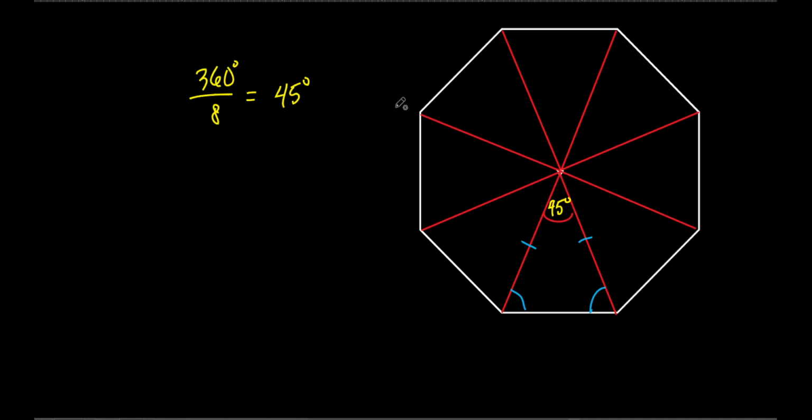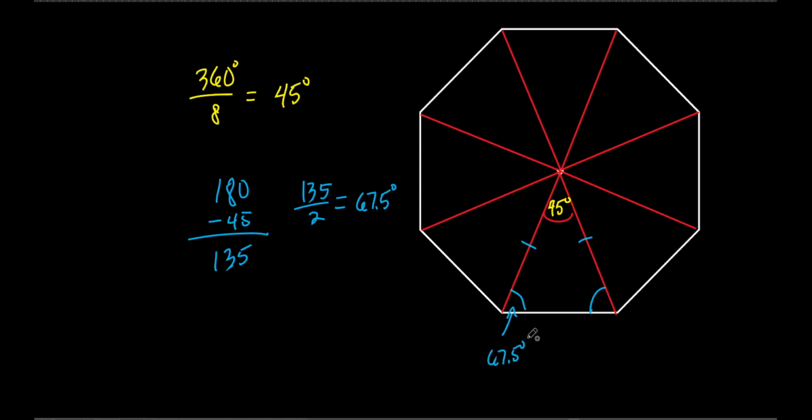Just look at this one triangle. Forget the whole thing. Just look at this one triangle that's formed. If that's 45, what do I do? 180 minus 45. And what's that? 135? So does that mean this is 135 and this is 135? No, they're both the same. So what do I do with that? I take the 135 and divide it by 2. And that is 67.5. So that's what this angle is right there, 67.5 degrees.